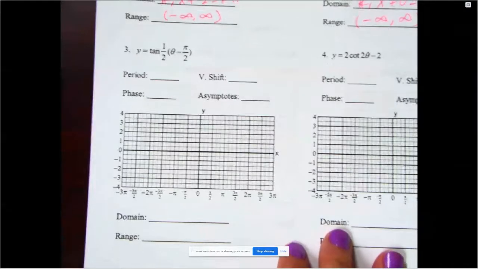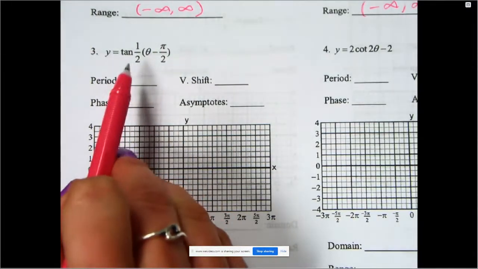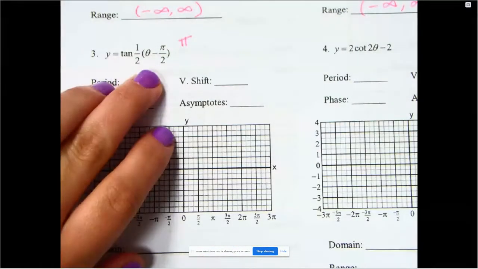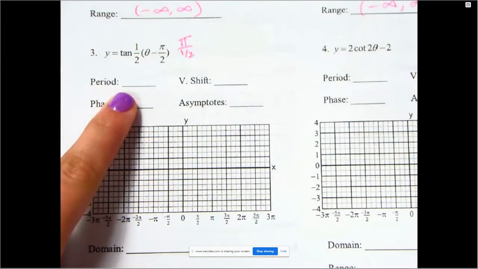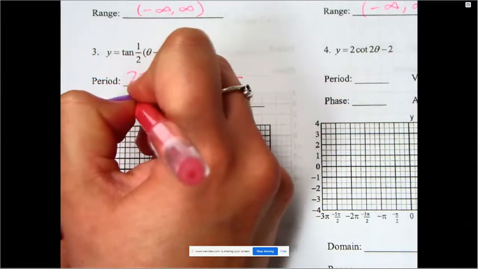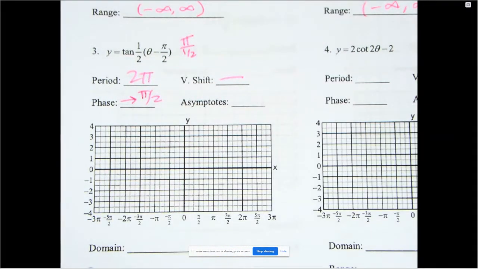Okay, let's do one with a few more transformations. Number 3 has a b value. That's going to change our period. Our period is normally pi. So instead of 2 pi over b, now it's pi over b. So pi over 1/2 is 2 pi. There's no vertical shift. There is a phase shift to the right, pi over 2. And we'll save everything for after the graph.